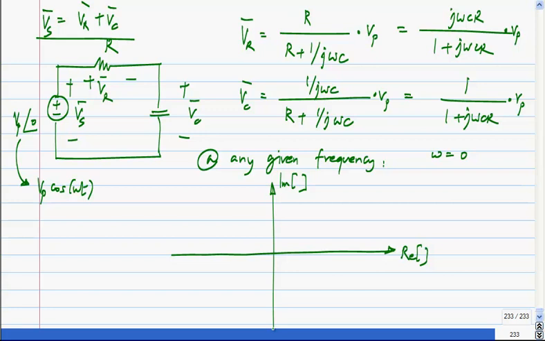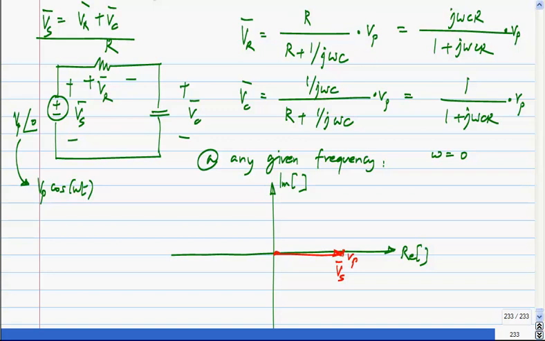What is the phasor corresponding to the source voltage Vs? On the real axis. What's the length? Vp. Okay, so this is Vs, where this point is Vp. Okay, and at omega equal to 0, what is the phasor corresponding to Vr? At omega equal to 0, what is the phasor corresponding to Vr? On the real axis, what's the length?